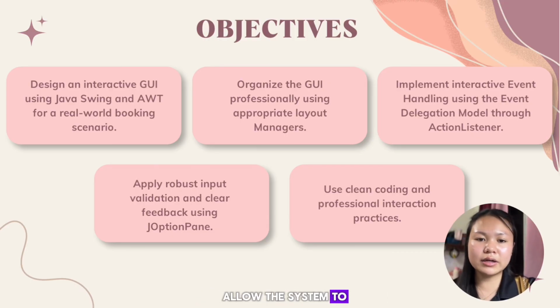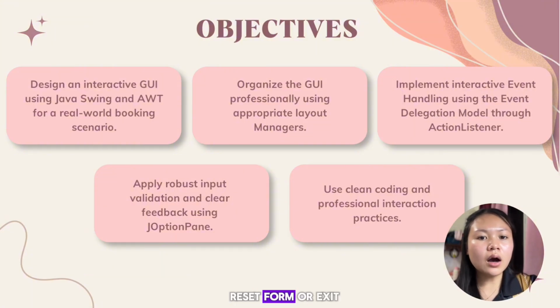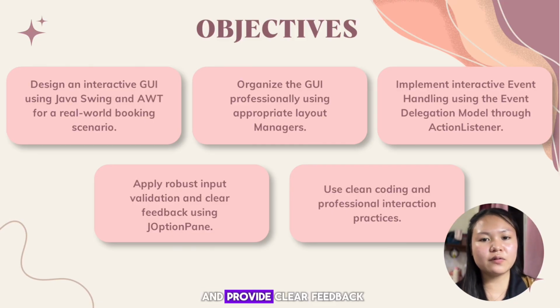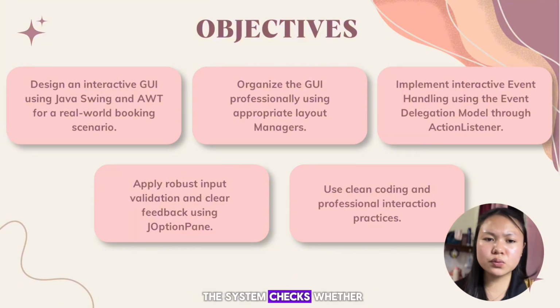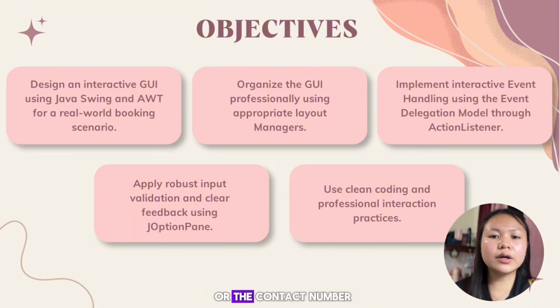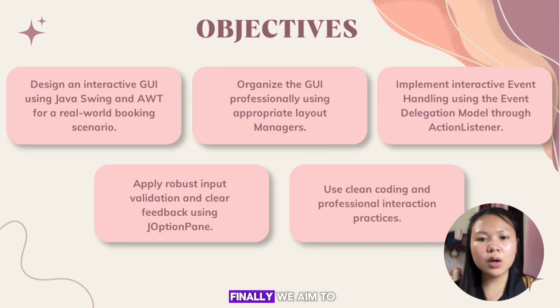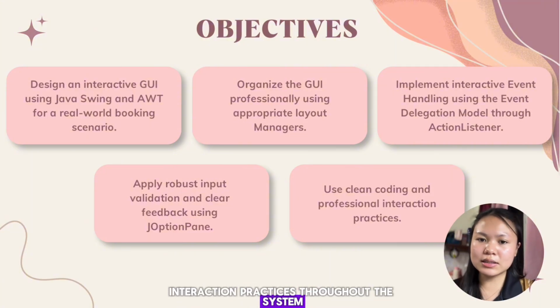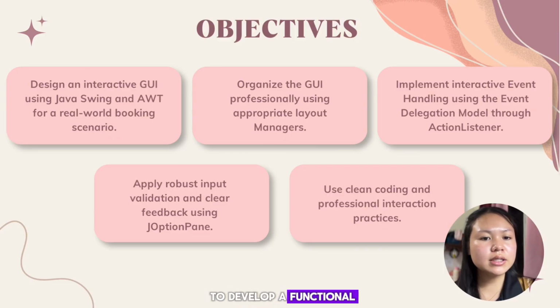This allows the system to respond when the user clicks a button, such as book appointment, reset form, or exit the system. The fourth objective is to apply input validation and provide clear feedback using JOptionPane. For example, the system checks whether the customer name or the contact number is valid before allowing the booking to continue. Finally, we aim to use clean coding and professional interaction practices throughout the system. Overall, these objectives help us develop a functional and user-friendly Java booking application.